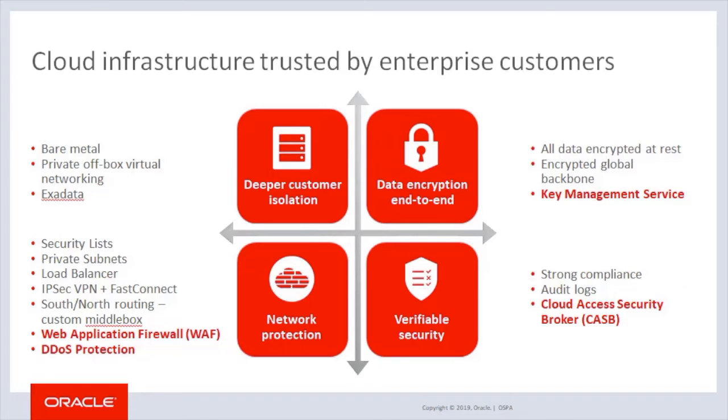Number 3, network protection to prevent access to applications and data. Number 4, verifiable security for full accountability of access to any resource to comply with regulations and for forensic analysis.